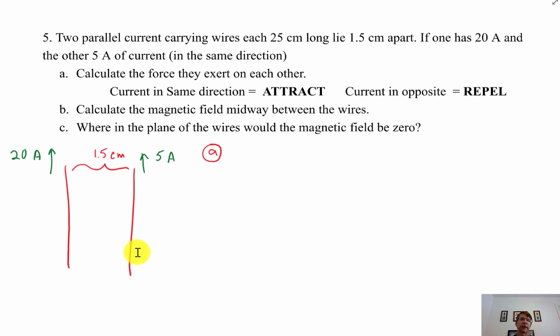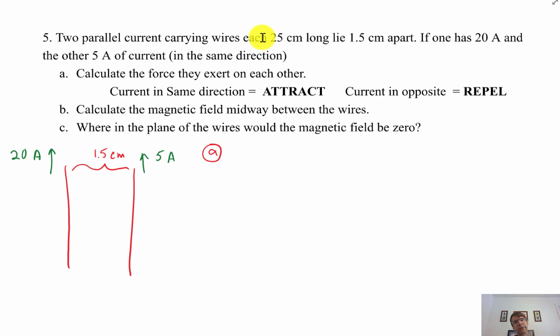So here we have 2 parallel wires. Let's say they're laying on this paper, flat on a tabletop. They're 1.5 centimeters apart, very close, but they're 25 centimeters long. I didn't label that yet, but it's in the description up here. They're carrying 2 different currents.